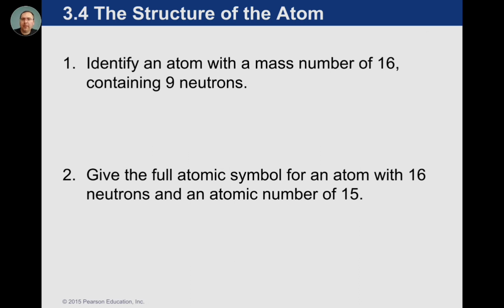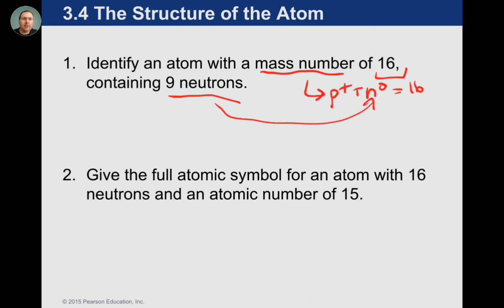Well, first thing we need to realize here is that we have a mass number of 16. So remember, mass number is protons plus neutrons, and that equals 16. Then they tell us that this number here, 9 neutrons, goes there. So some number plus 9 equals 16. That just tells us that 16 subtract our 9 gives us 7.